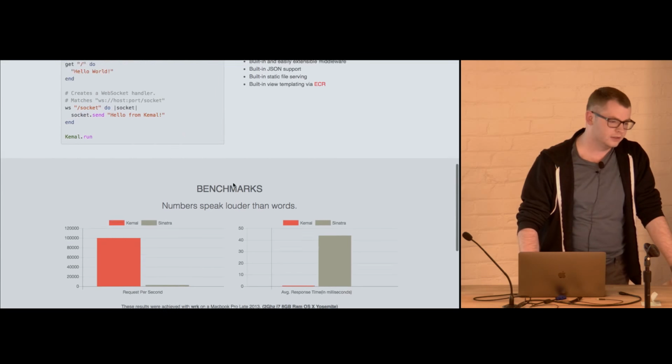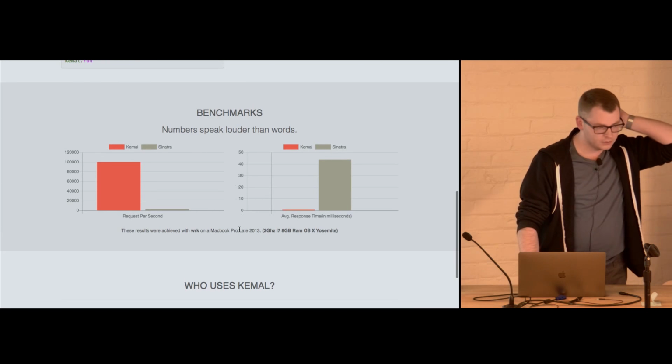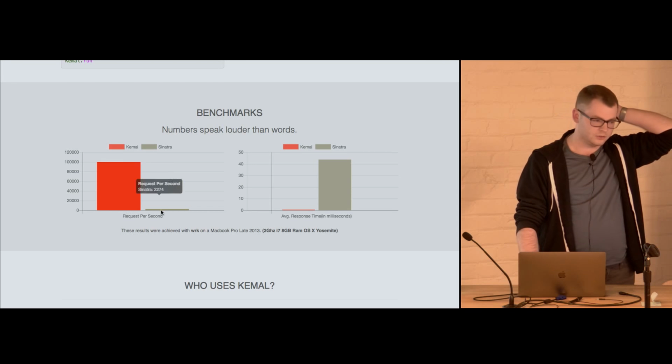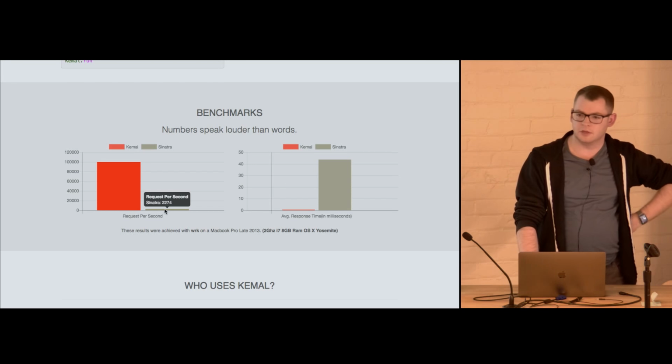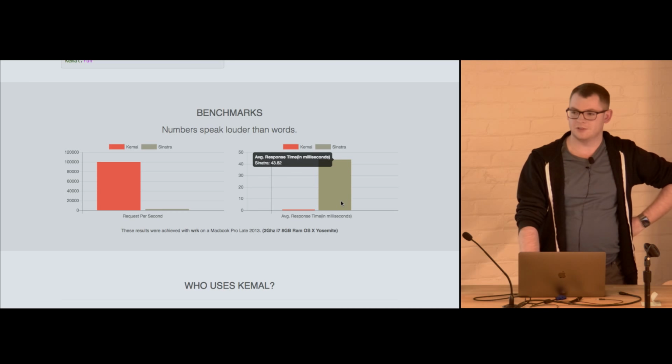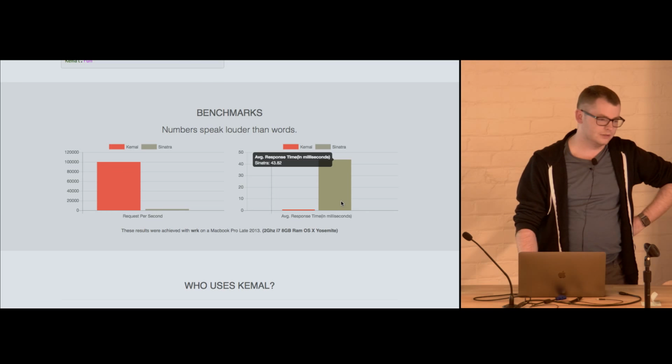There's some graphs. So you can do 100,000 requests per second on Kemal compared to the same code doing 2,300 in Ruby. Response time, 400 microseconds versus 40 milliseconds. So that's performance for you for the same kind of code.